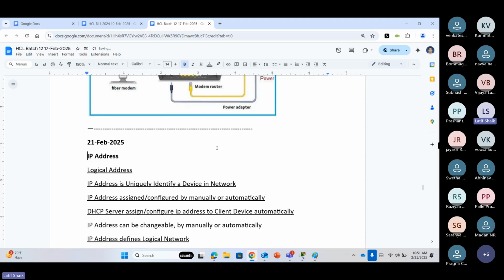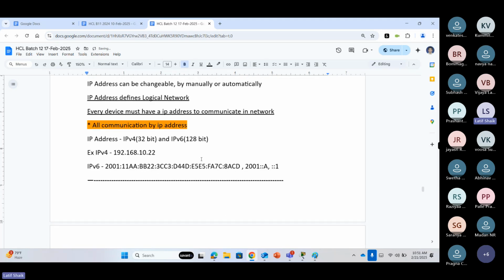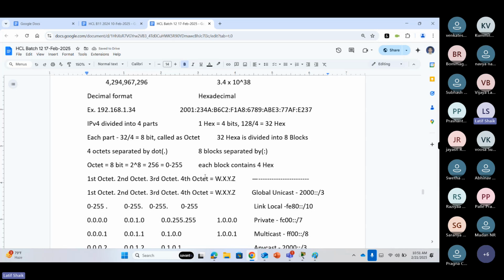So we'll discuss IP address today, then IPv4, IPv6.